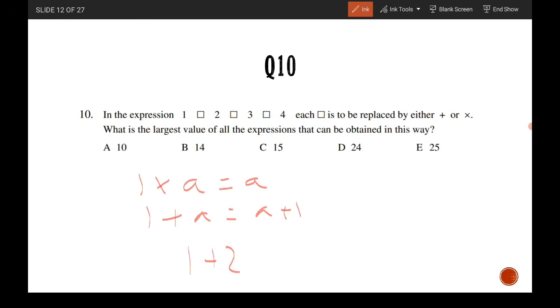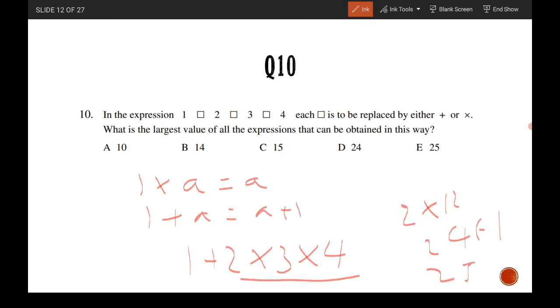And then I hope it's reasonably obvious that to get the largest, you're going to need to do multiplications there. In the remaining 2, from BODMAS, we do the multiplications first and then add on second. So 2 times 3 times 4 is the same as 2 times 12 is the same as 24. Add 1, 25. The answer is E.